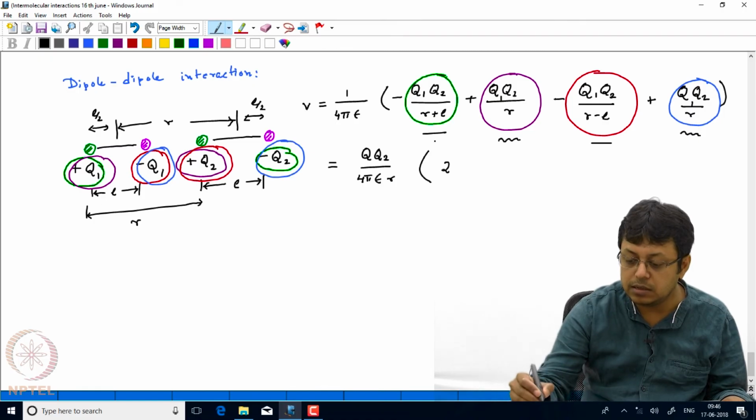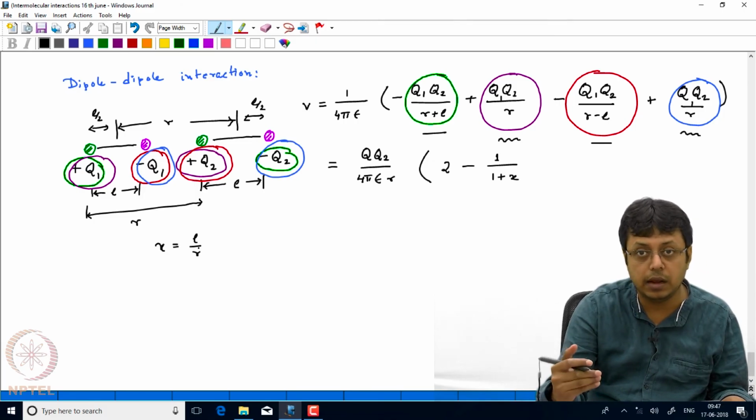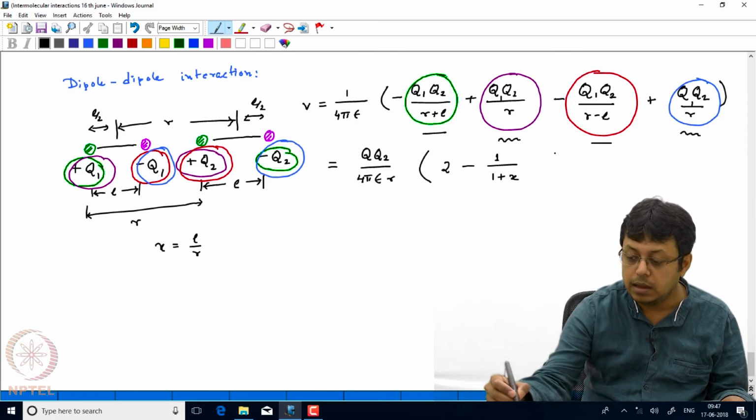First, the first term: minus Q1 Q2 divided by R plus L. If I take R common, then I will have 1 divided by 1 plus x, where x is nothing but L by R, it is not L by 2R. And similarly, for the second term, minus Q1 Q2 divided by R minus L, we will have minus 1 divided by 1 minus x.